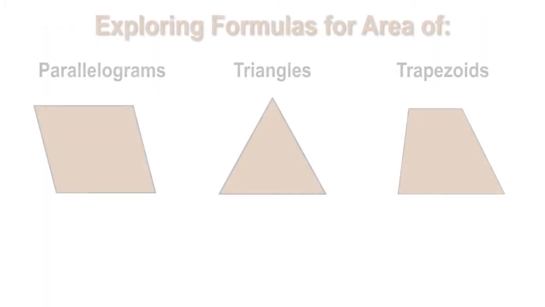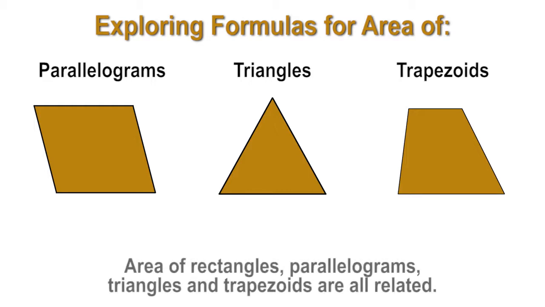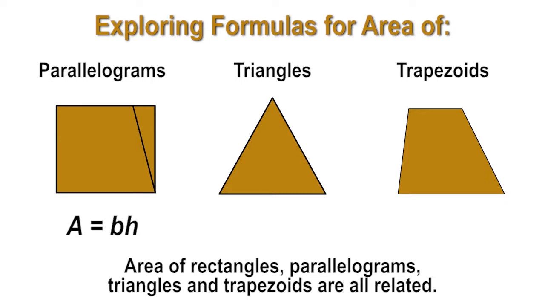This chapter invites students to explore where the formulas for the area of two-dimensional shapes come from. Students will use their understanding of area to calculate the area of parallelograms, triangles, and trapezoids in that order. Students will discover that the area of rectangles, parallelograms, triangles, and trapezoids are all related. For example, students will find that the parallelogram can be decomposed into a rectangle. Therefore, the formula for the area of a parallelogram is the same as the formula for the area of the rectangle. Area is base times height.